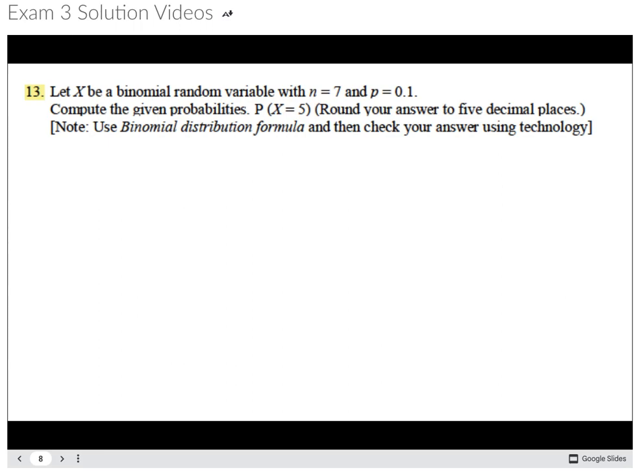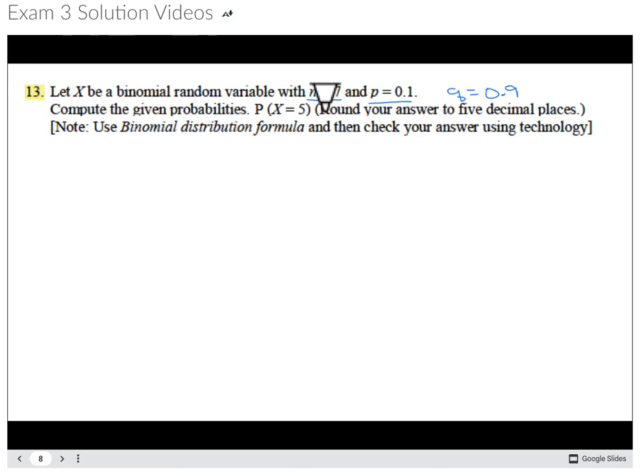Lucky number 13. So we've got the binomial random variable with 7 trials. Let's put this in, n equals 7, and a success rate of 10%. Remember, that also tells us what the failure rate is, which would be 100 minus 10%, or 90%, 0.9. So we need both of those items, and we're asked to compute the probability that x is equal to 5.